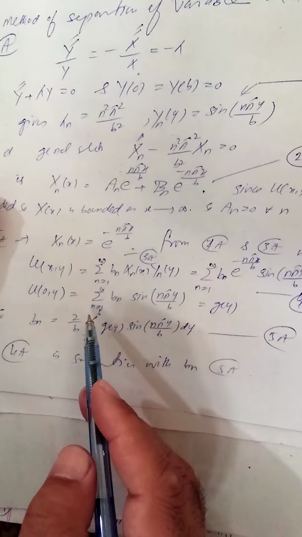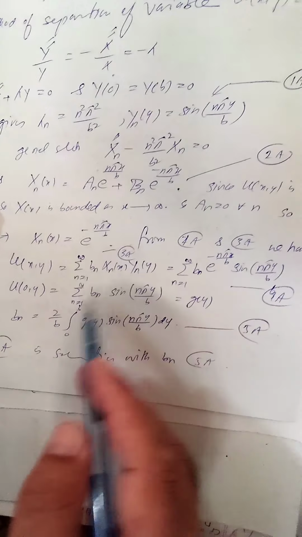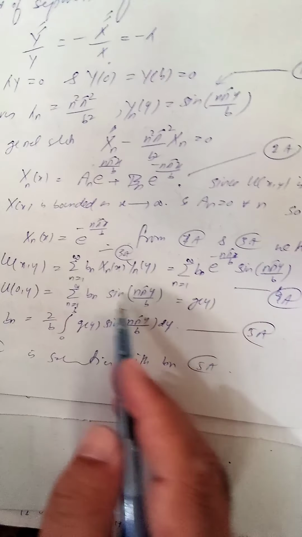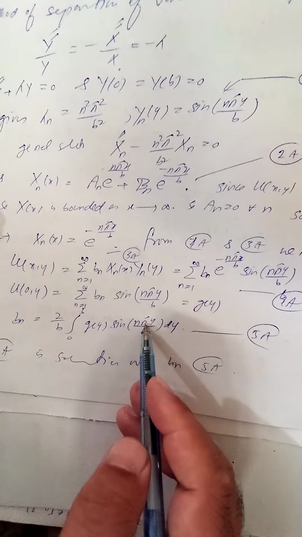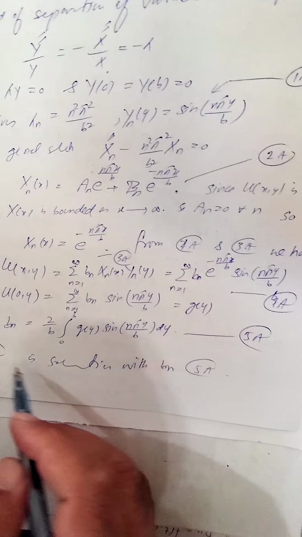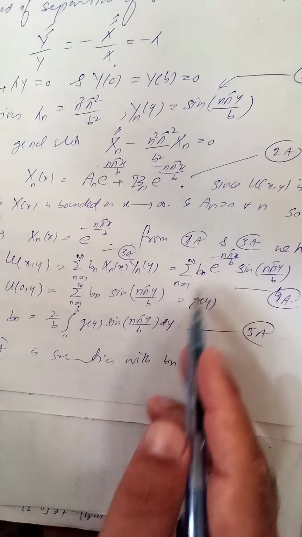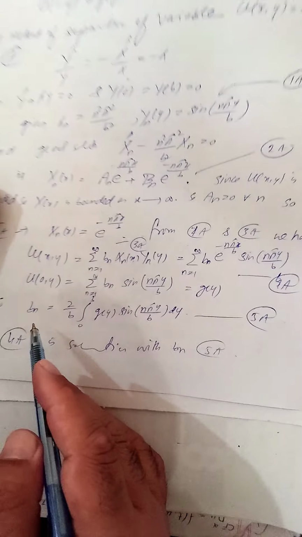Using the Fourier series coefficient method, the orthogonality condition, to calculate bn is 2 over b, integral from 0 to b of g(y) sin n pi y over b dy. 4a is the required solution with this Fourier coefficient, the Laplace equation solution.